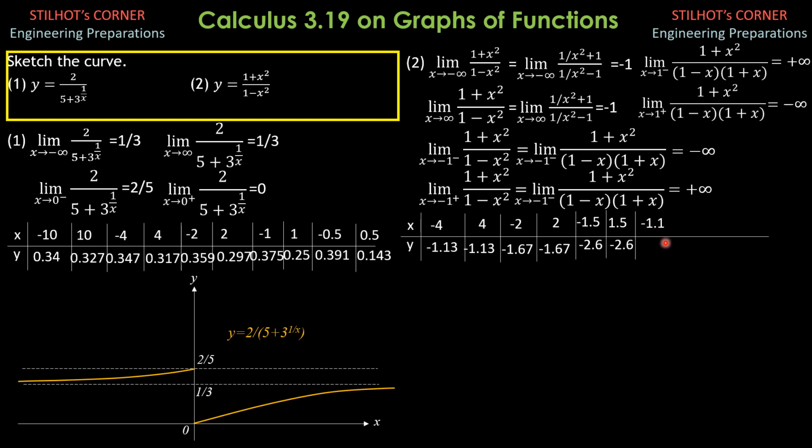But let's check. When x is approaching positive 1 from the right, it is negative infinity, really. Then when x approaches positive infinity, it approaches negative 1. So the graph looks like this. So that's the graph of y equals 1 plus x squared divided by 1 minus x squared. So that's it for this video.